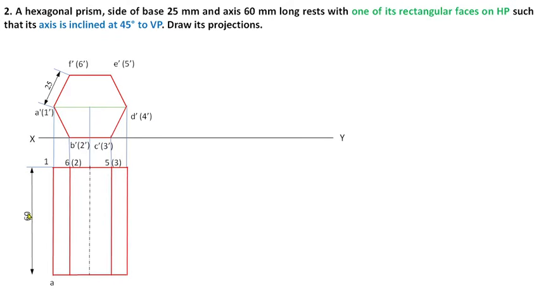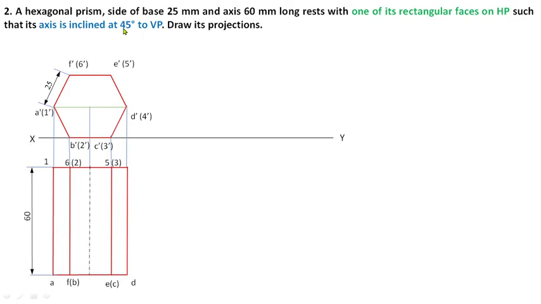Similarly for A, then F is visible, B is invisible, E is visible, C is invisible, and then D is visible. With this, simple position of hexagonal prism is completed.